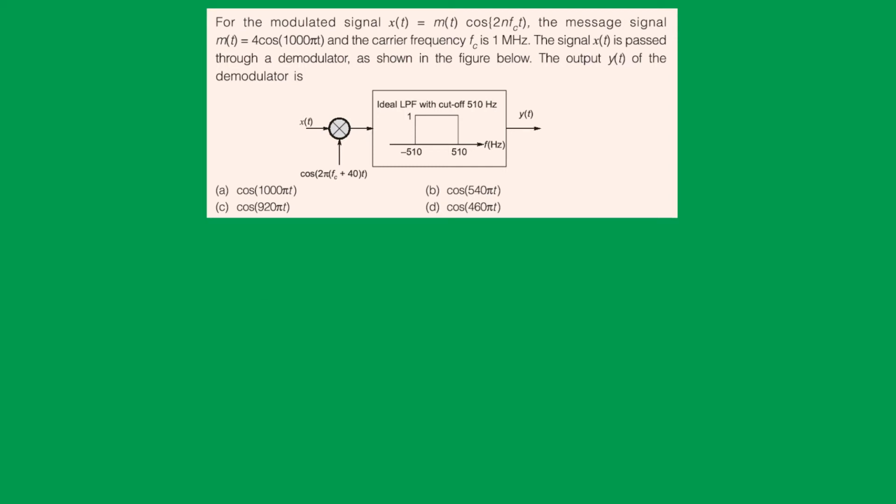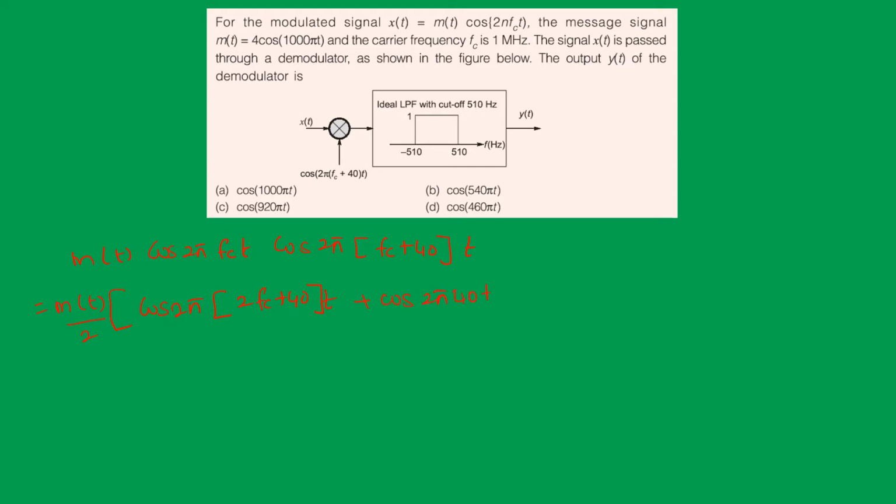The output of the multiplier is m of t cos 2 pi fc into t times cos 2 pi fc plus 40 into t. While solving this problem, we have to remember the formula cos A cos B equals 1 by 2 times cos A plus B plus cos A minus B. When we apply the formula, we get m of t divided by 2 into cos 2 pi into 2 fc plus 40 into t plus cos 2 pi 40 into t.